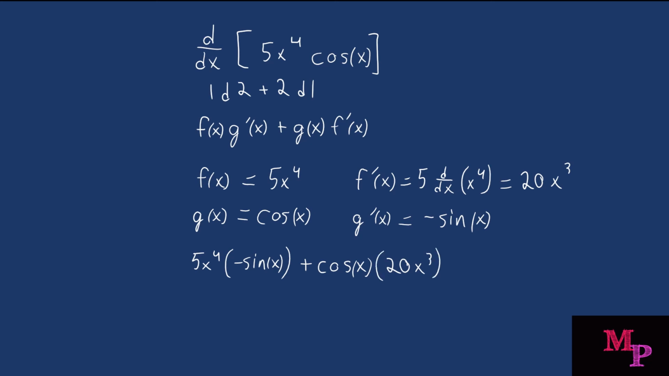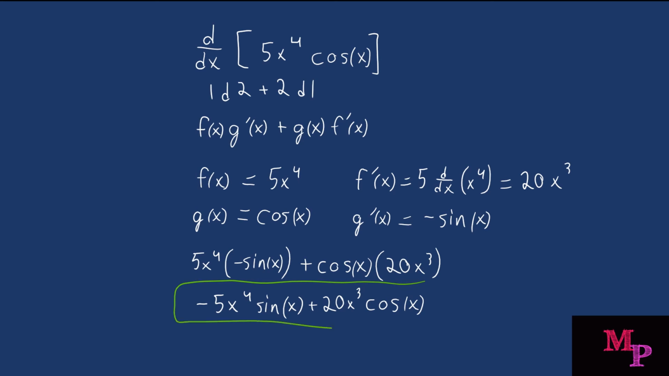And then you want to go ahead and simplify this, or just make it look more neat. So you can pull the negative out, and that'll give you negative 5x to the fourth sine of x. And then you can pull the 20x cubed out, and that'll give you 20x cubed times cosine of x. And this is your final solution. And that's all you have to do when using the product rule for this derivative.